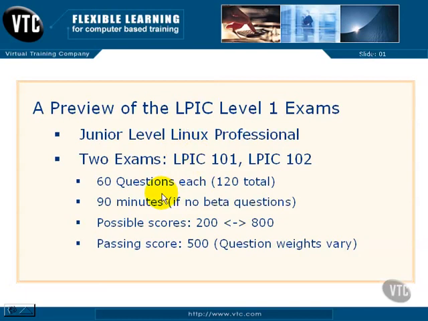In most cases, you'll have 90 minutes for each exam, unless there are beta questions included in your exam, in which case, of course, you'd get additional time. In that case, only the 60 real questions are included and scored for your grade, and there's no way to tell which is the real question and which is the beta question.